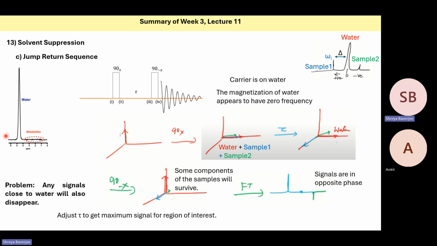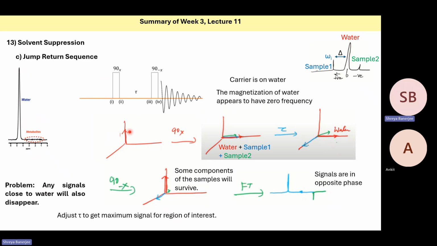In the previous class, we had discussed a couple of methods of the solvent suppression. This is another method called the jump return sequence. So here what is done is first a 90-degree pulse is applied. So as you know, the net magnetization lies along the Z direction. And when you apply this 90x pulse, the magnetization goes... samples, sample 1 and sample 2, and somewhere in between the sample you have the peak of water.